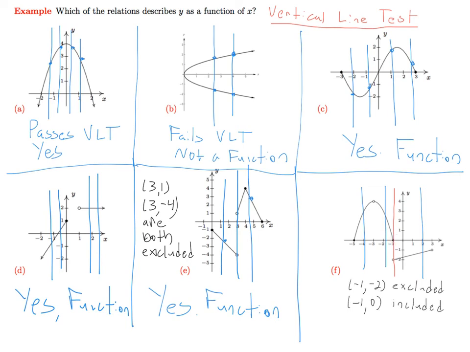And so this tells me that there's only one y coordinate when x is equal to -1, which is good. And at any other value of x, we have no issues. So this one, too, is a function. So everything except for B did represent y as a function of x.